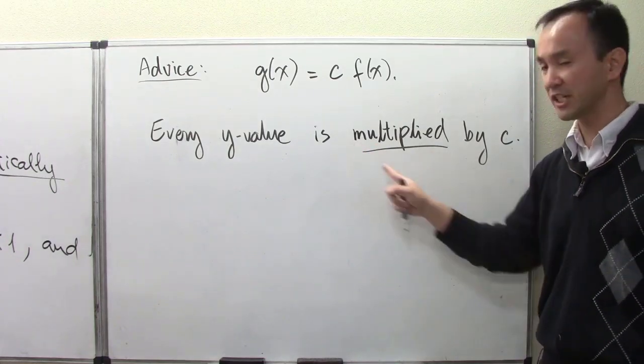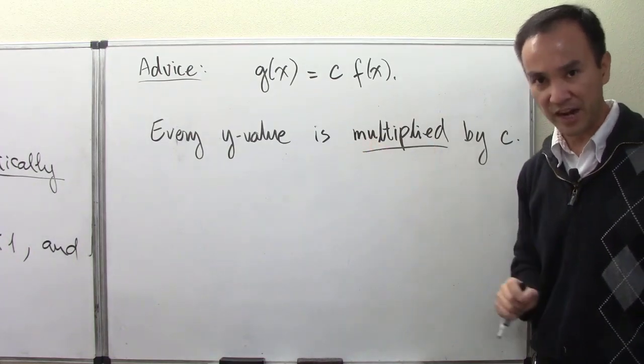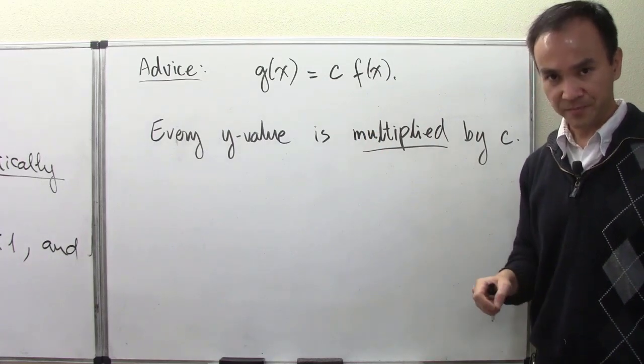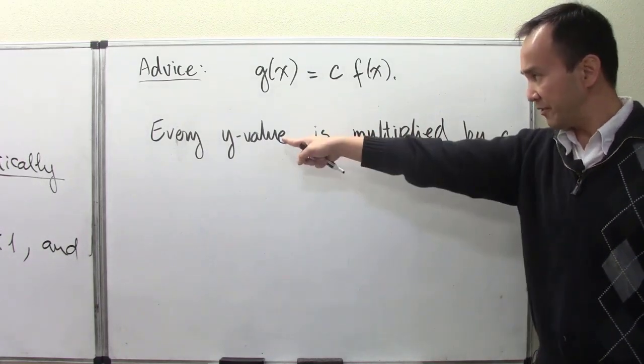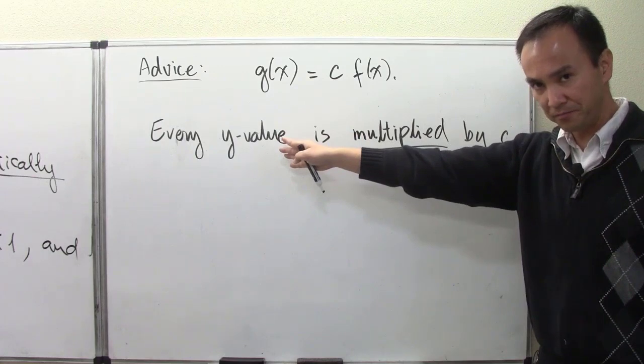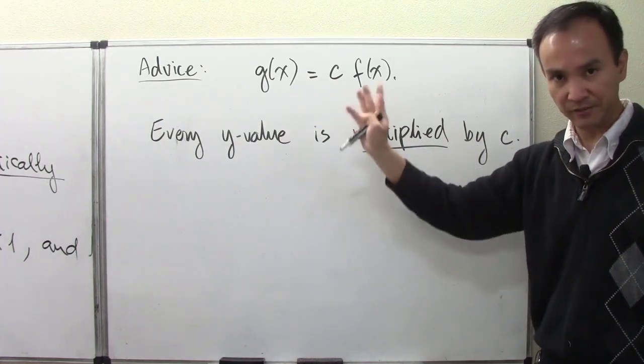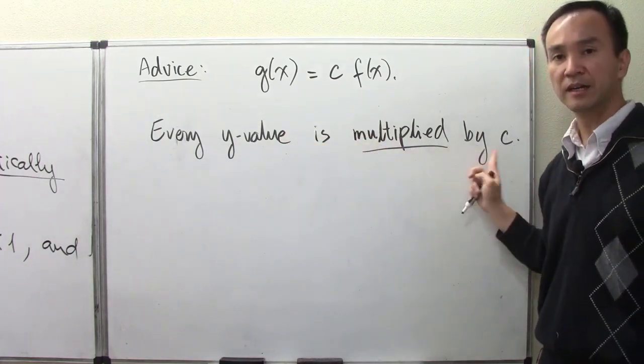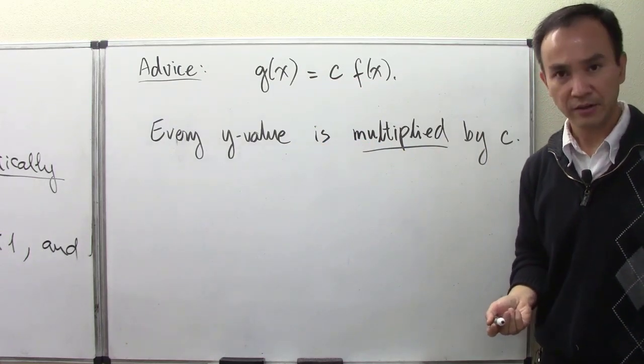So this one single statement as advice right there will work anywhere. We just simply multiply. So every y value, nothing about the x, every y value is multiplied by c. That's how it happens.